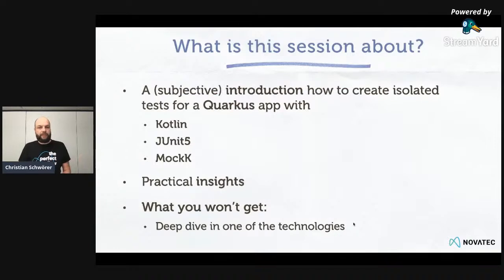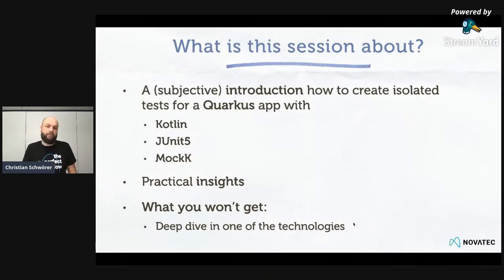So what can you expect within the next 25 minutes? I try to give you an introduction on how to create isolated tests for a Quarkus app written with Kotlin. By isolated, I mean you won't see an end-to-end test where you test your application from the REST controller way down to the database. We just say, okay, we want to test our REST controller, or we want to test a service, something like that. We're going to mock stuff around that. For that, we're going to use JUnit and MockK.